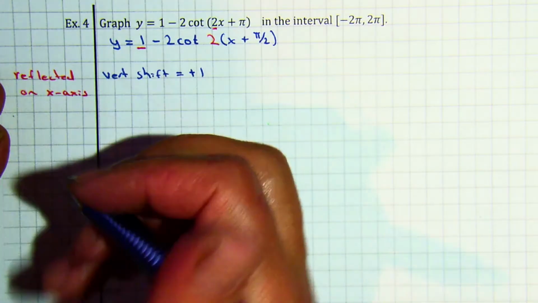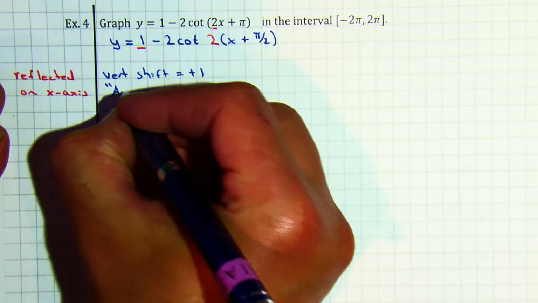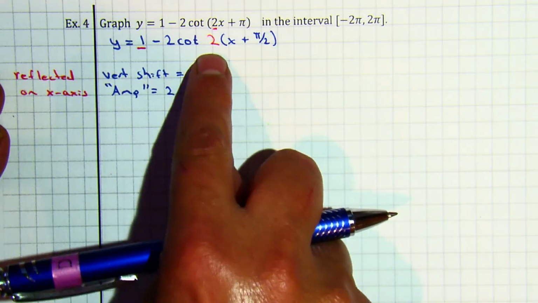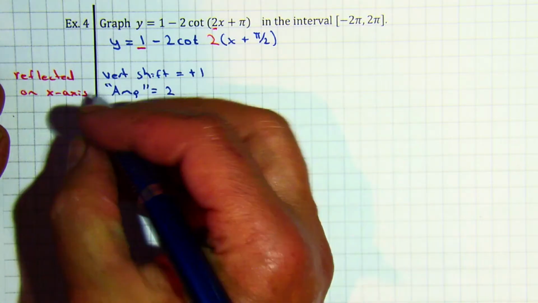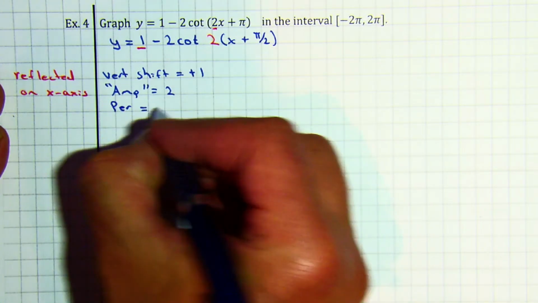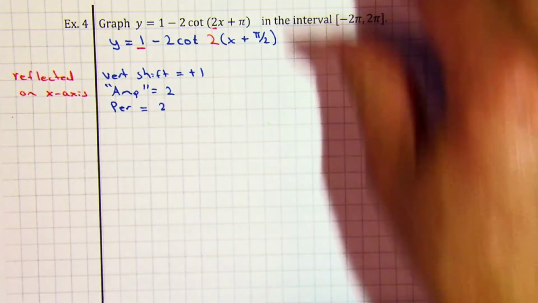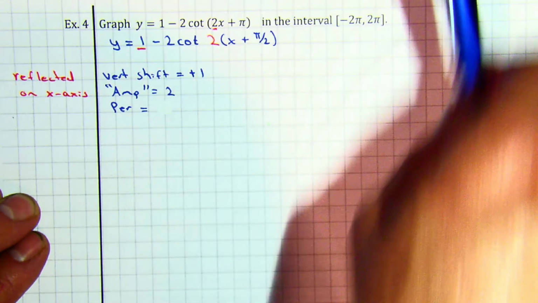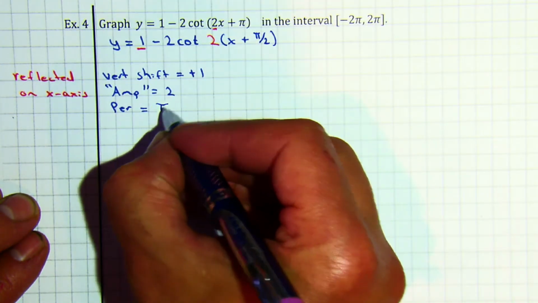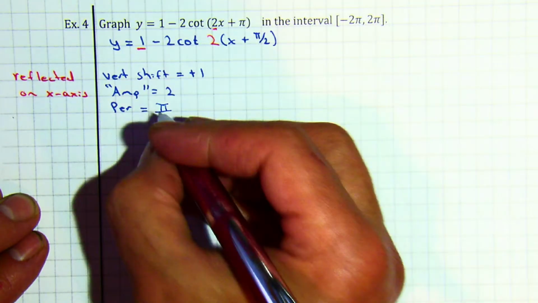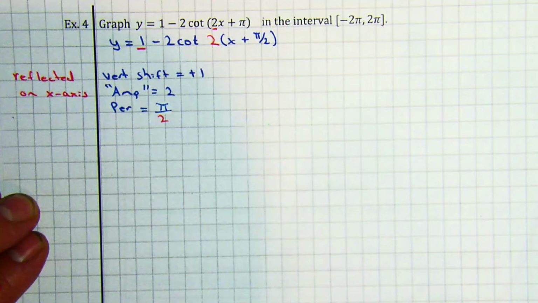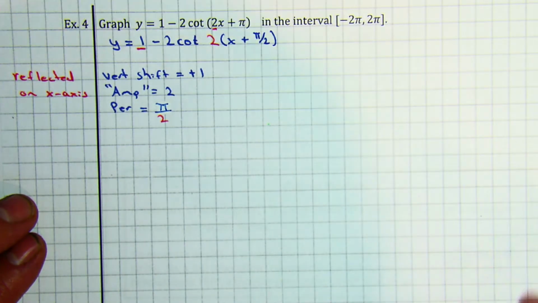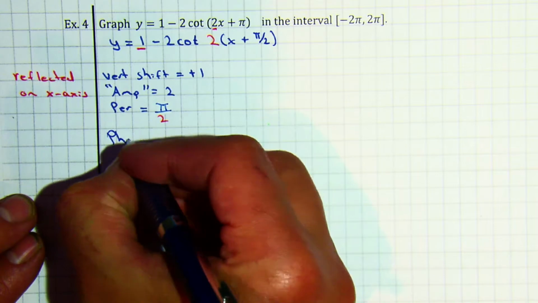The 2 is going to be your amplitude. That 2 is your b, so the period will be pi over b. It's not 2 pi, but pi over b. Remember, for sine and cosine it is 2 pi. For tangent and cotangent it is pi over b, which is pi over 2. And the pi over 2 will be shifted to the left. We call that a phase shift.